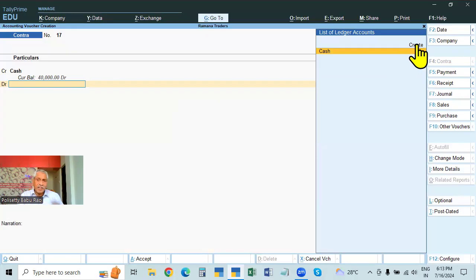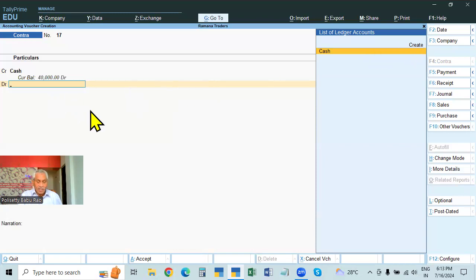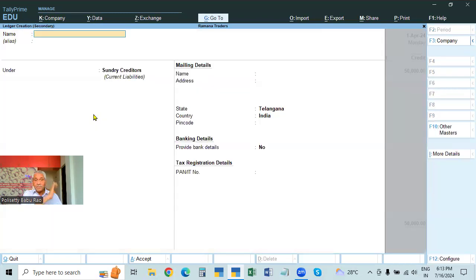In every window, there will be a create button. So if you click that and enter, you will get the create button. Create ledger creation, in bracket showing secondary. That is during which you can do this. Click this one or simply Alt C. Alt C will create.